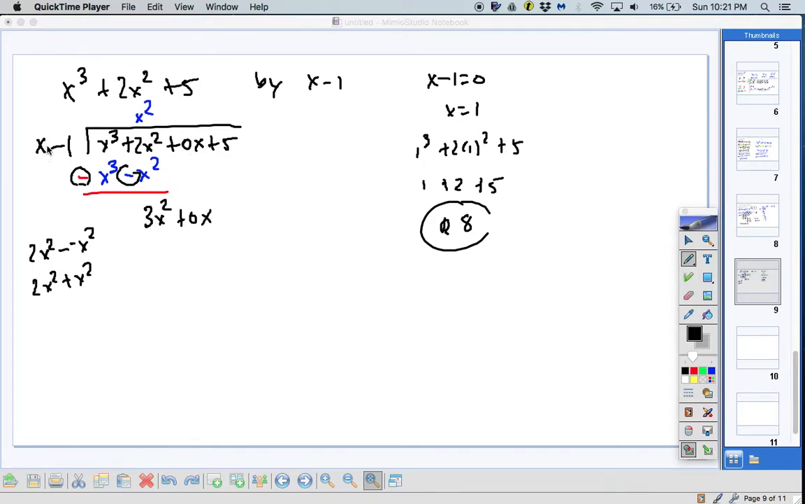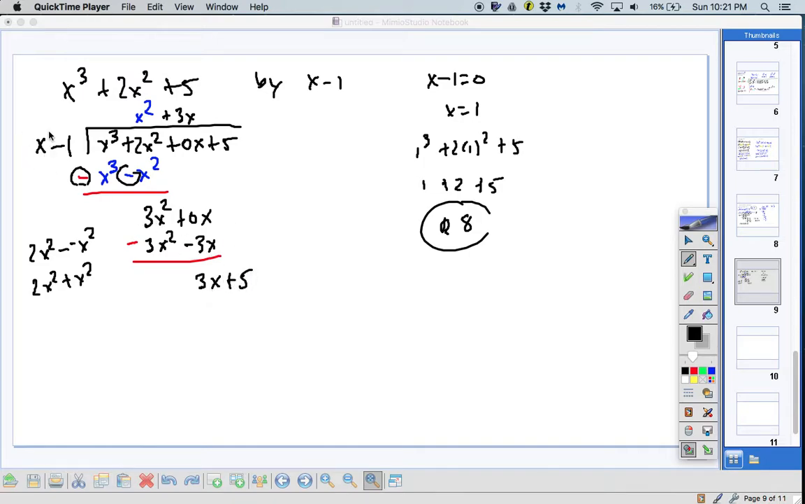Let's do it again. How many times does x go into 3x squared? Well, it goes in 3x times. X times 3x is 3x squared. And then 3x times negative 1 is negative 3x. And let's go ahead and do some more subtraction. And we got 3x squared minus 3x squared is 0. That's good. And we got 0 minus negative 3. Again, double negatives are going to cancel, and this leaves us with positive 3x. Bring down the next term.